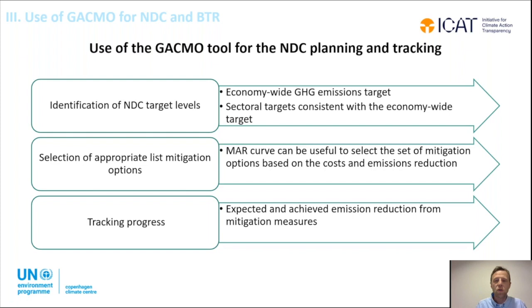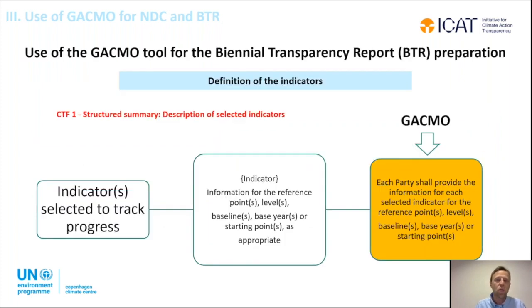In addition, as I have mentioned, the tool allows a user to assess the expected and achieved emission reduction from specific mitigation options, and allows the user to track the progress in achieving the specific emission targets defined previously. So in this sense, as I have mentioned, the GACMO tool can be used also as an NDC tracking tool. Finally, the GACMO tool can also be useful to support you for the reporting phase of the NDC, namely for the BTR preparation.